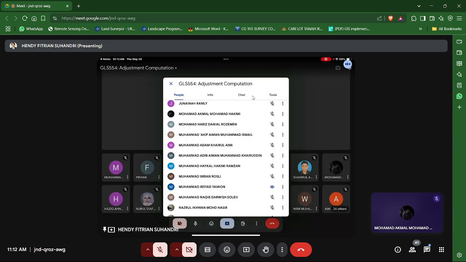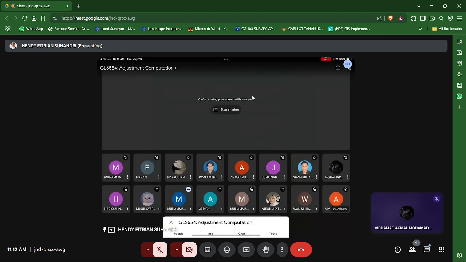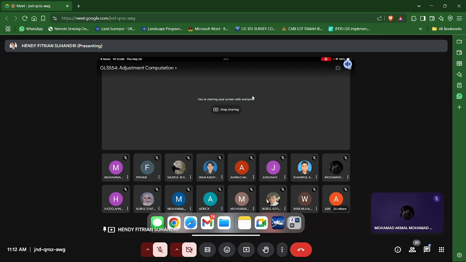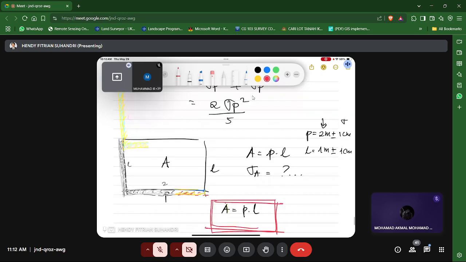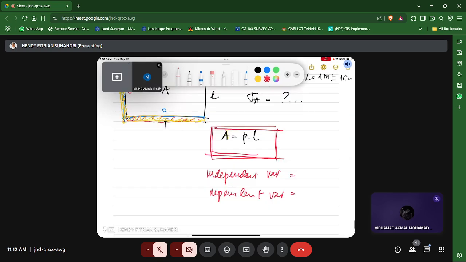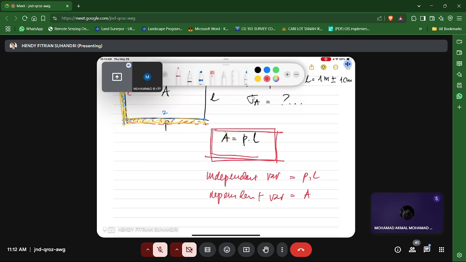Dependent A, independent P dan L, okay. So, independent P dan L, dependent A. Kenapa? Sebab nilai A bergantung terhadap P dan L. Dengan demikian, bila kita katakan mana dependent, mana independent, maka kita tahu kalau persamaan ni linear atau non-linear, kita boleh tahu dia akan diturunkan terhadap independent variables.